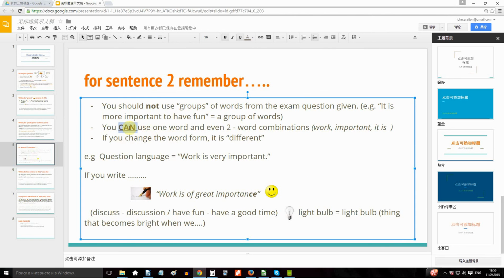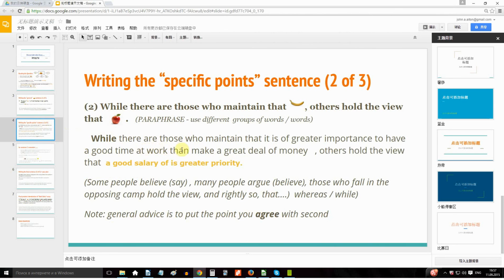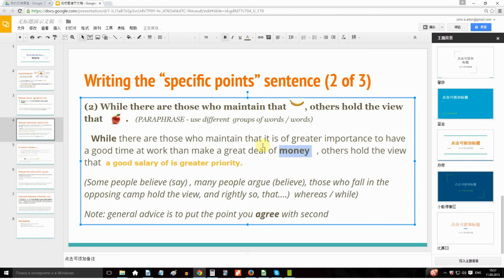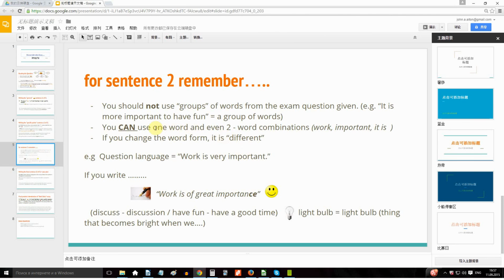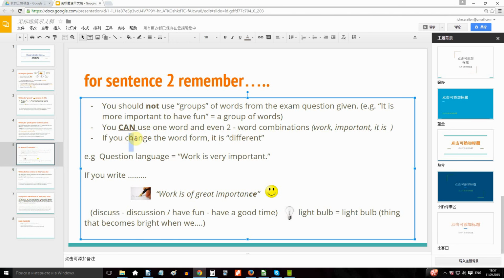So this is the second point. You can use single words. There's not a problem with the fact that I use money. That's okay. I can use make. I can use work. I can use importance. Yeah? But I shouldn't use the groups. Last thing, if you change the word form, it is different. So let's say in the question you have work is very important. If you write work is of great importance, this is fine. Importance is not the same as important. So that's a different word from that one there.